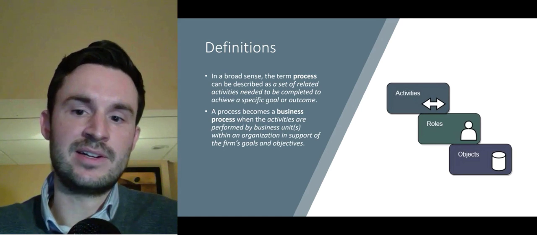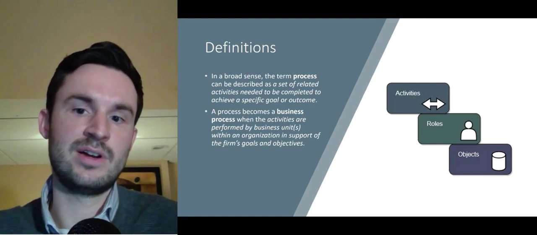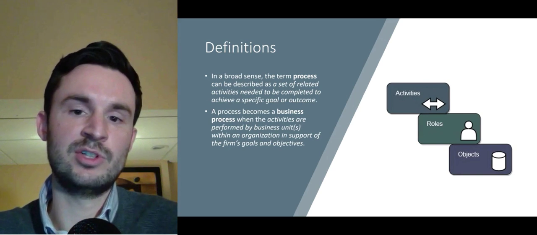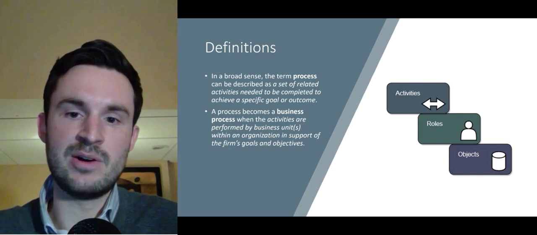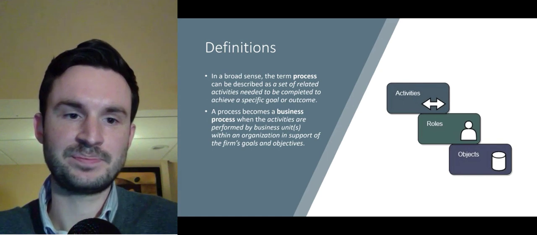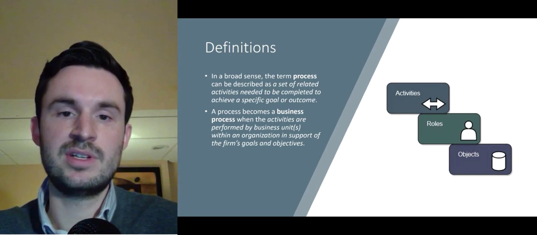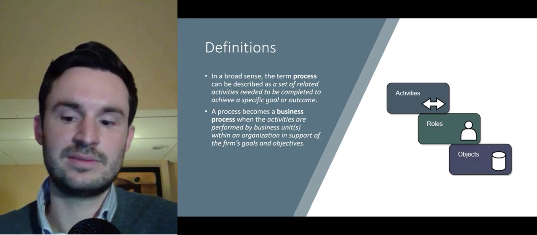Now, to the right here, you can see the building blocks of what a process really is. And as we go throughout the video, we'll break these down a little bit more. But for now, we can just understand that these processes are made up of three key components: activities, roles, and finally objects.